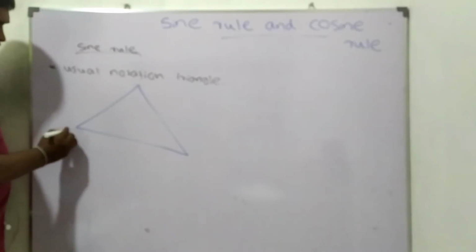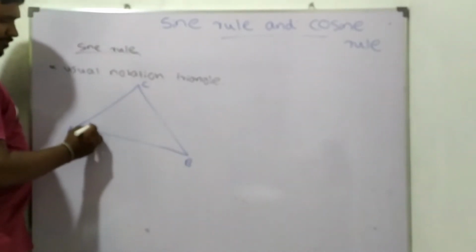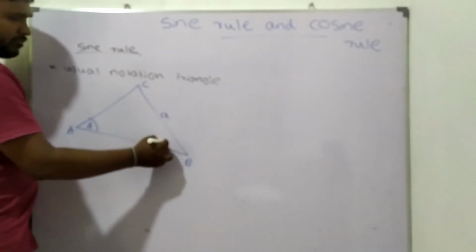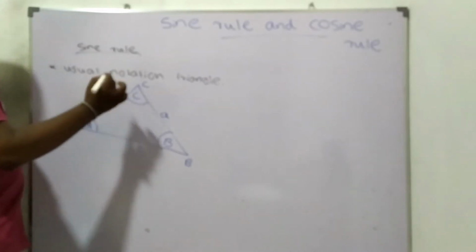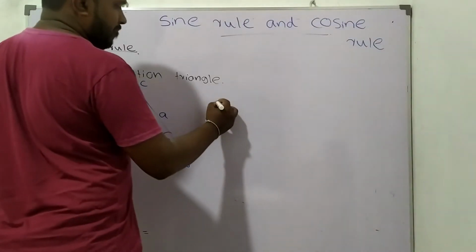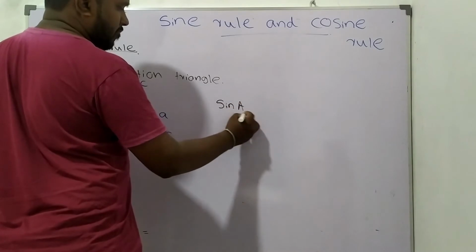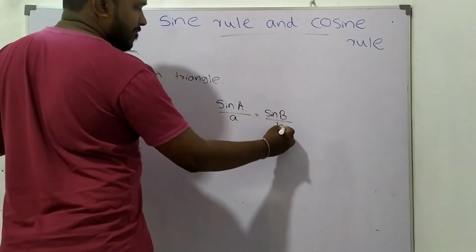This is a triangle, and you can see this is an acute angle triangle. No matter, it can be a right angle or obtuse angle, anything. The usual notation means the opposite side is similar to the English letter. So capital B is opposite to the small b, capital A opposite to the small a, right? So this is the usual notation triangle.